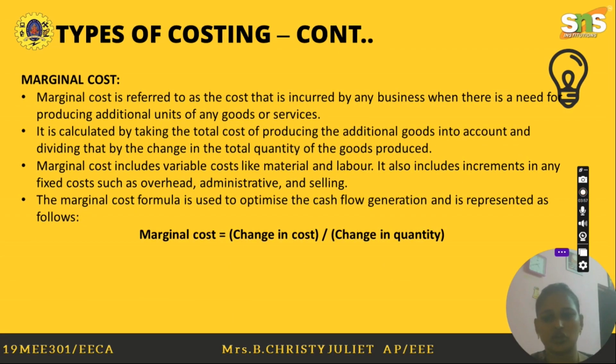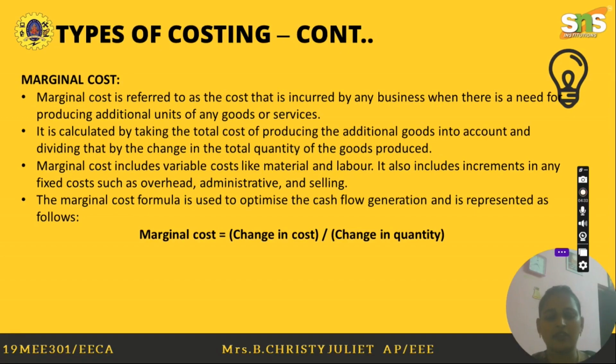Next, marginal cost. Marginal cost refers to the cost that is incurred by any business when there is a need for producing additional units of any goods or services. It is basically calculated by taking the total cost of producing the additional goods into account and dividing that by the change in the total quantity of the goods produced. So the equation for marginal cost is equal to change in cost divided by change in quantity.